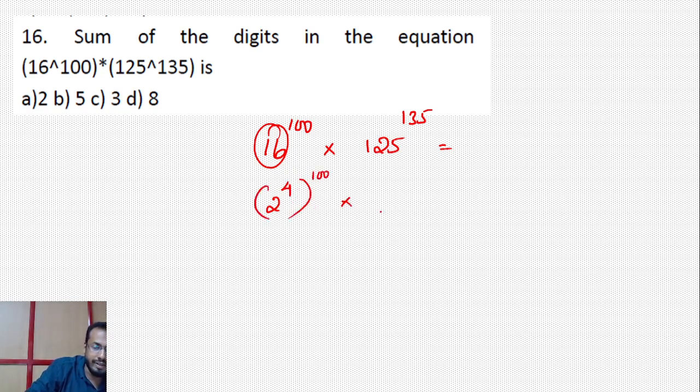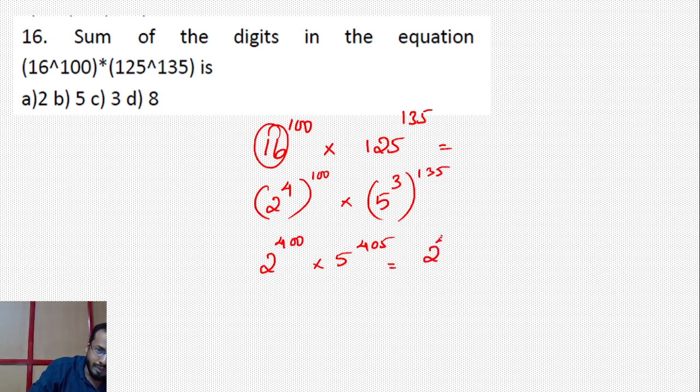125, we know that we can write it as 5 cube, so 5 power 3 into 135. Now it will be 2 power 400 into 5 power 135 into 3, that will be 405. Correct. So now I will write 2 power 400 and another one is 5 power 400, into 5 power 5. This 405 I will split it.